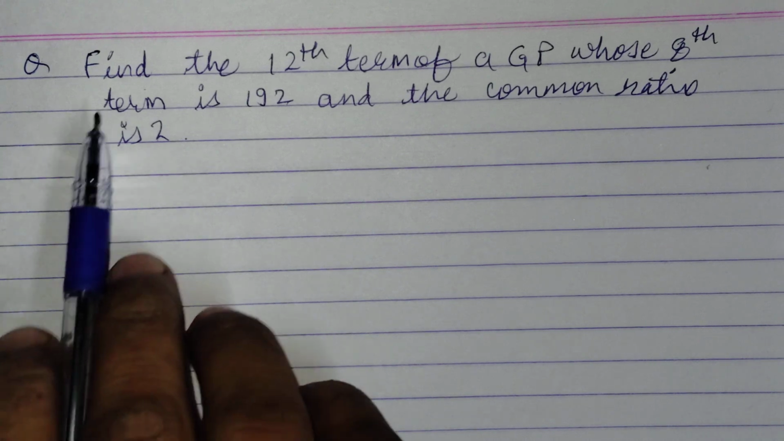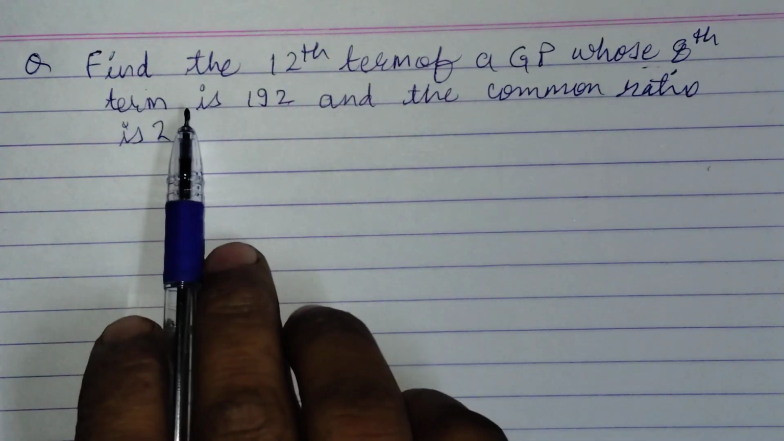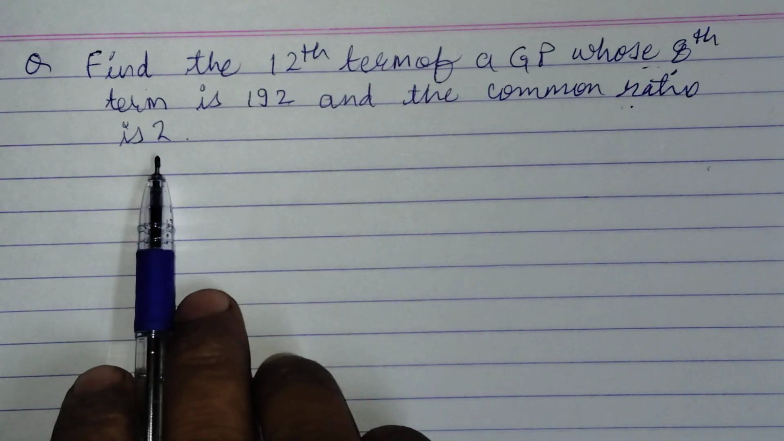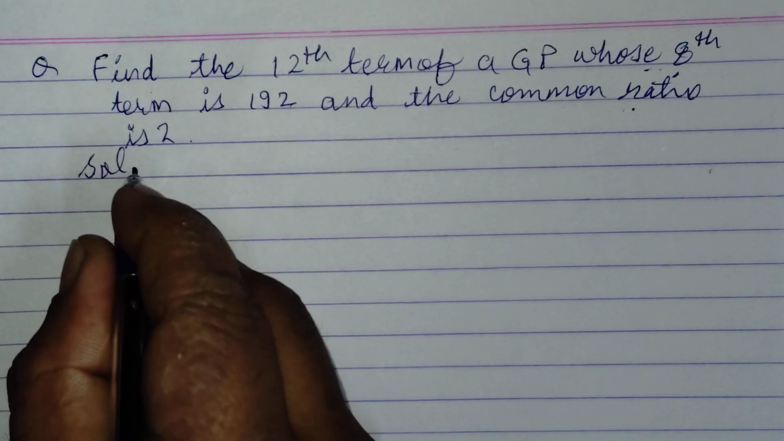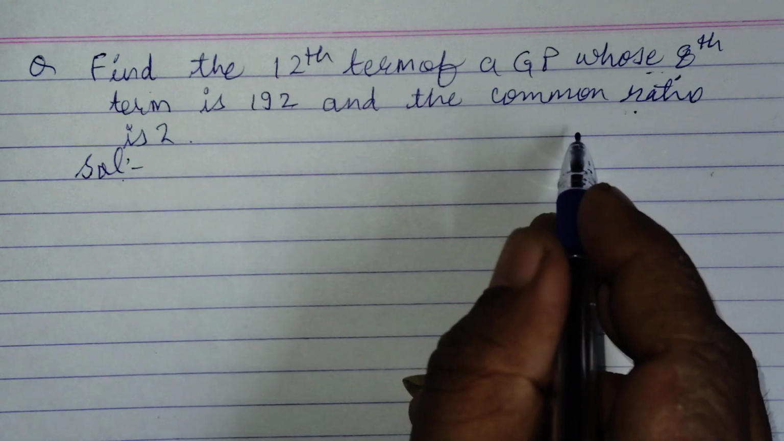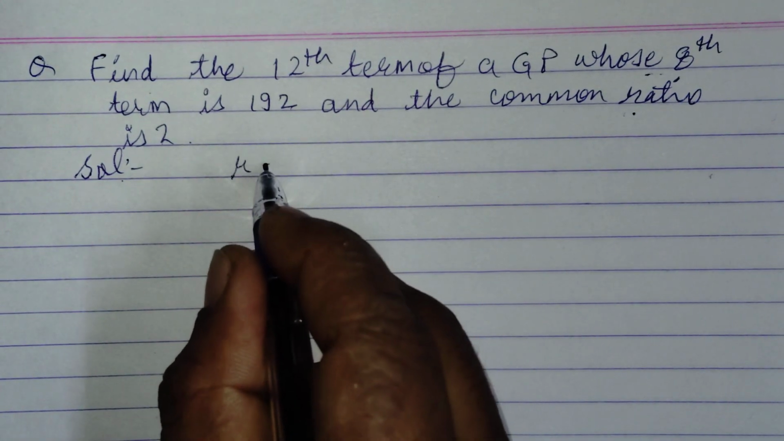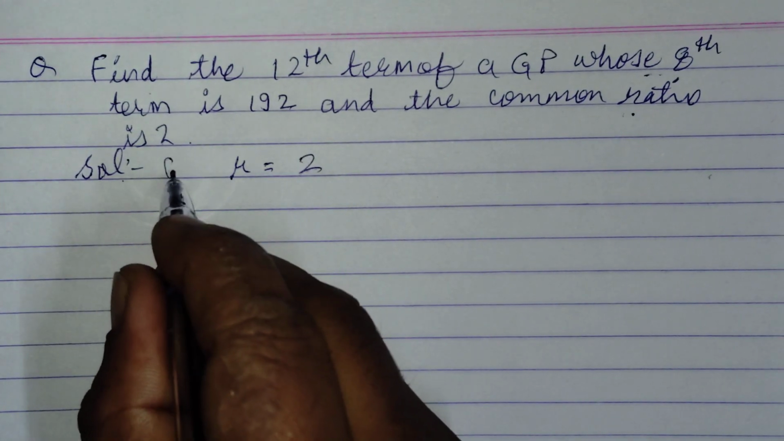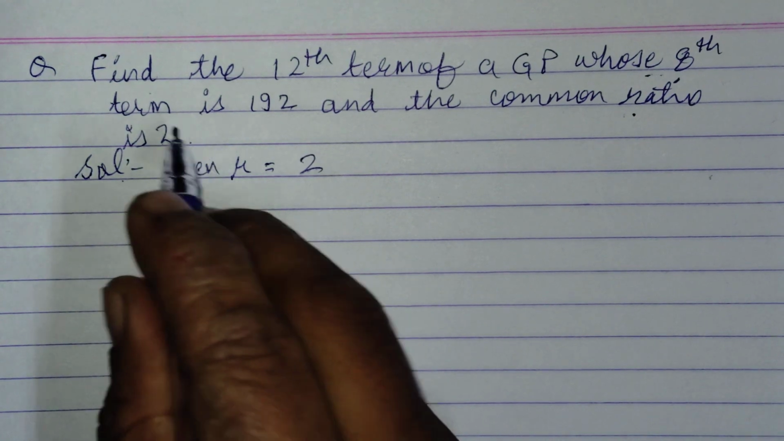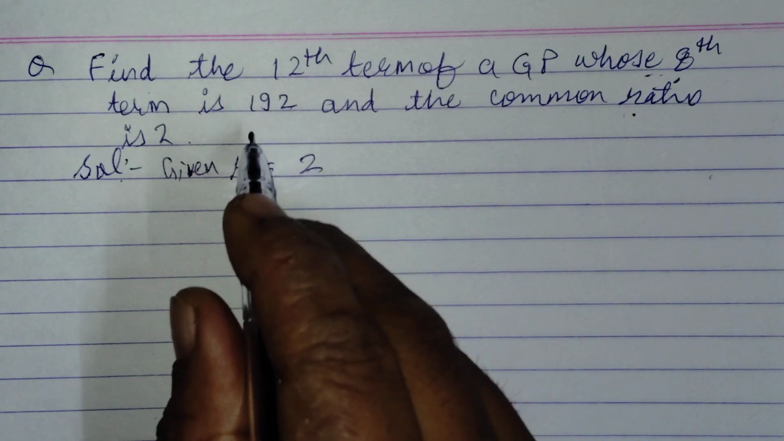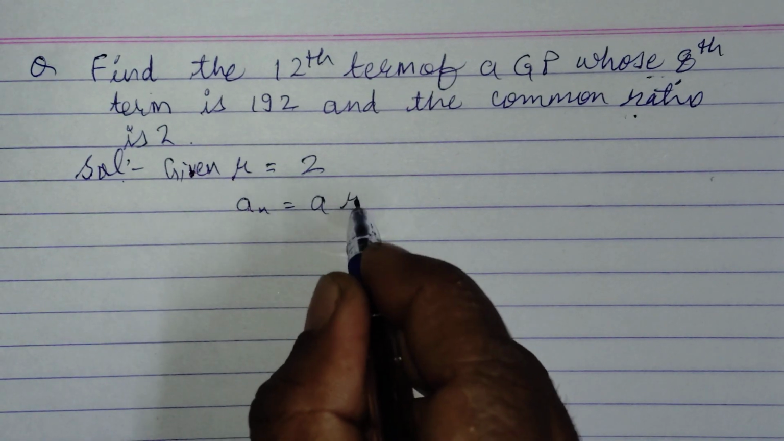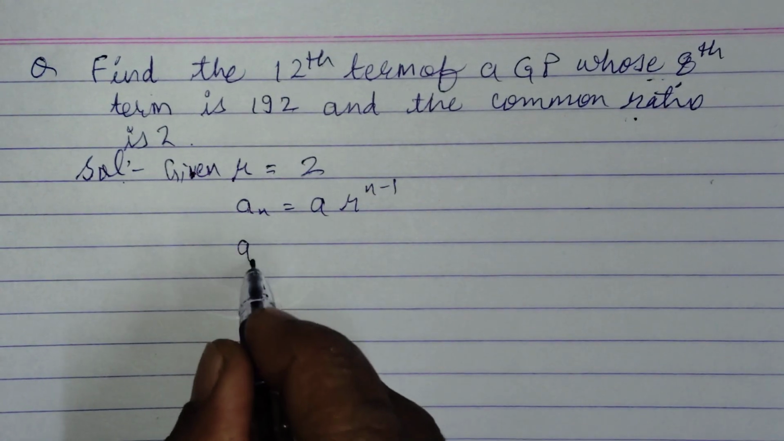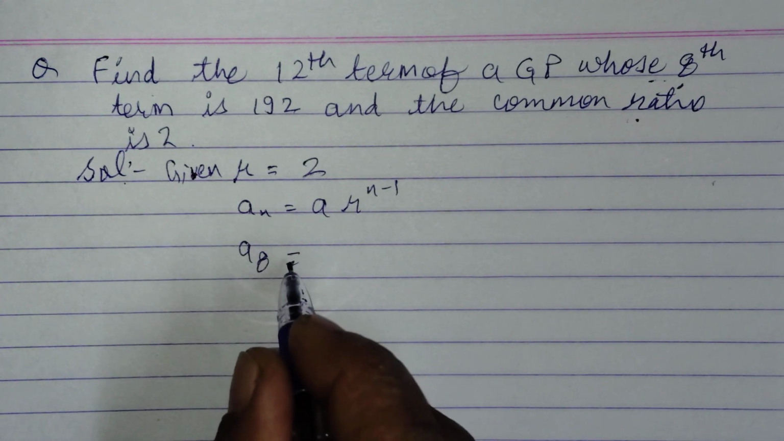So the next question is: find the 12th term of a GP whose 8th term is 192 and common ratio is 2. In this type of problem, first we write down what is given. The common ratio is represented by r, so this is given as 2, and second, the 8th term is 192. The nth term formula is a r power n minus 1.